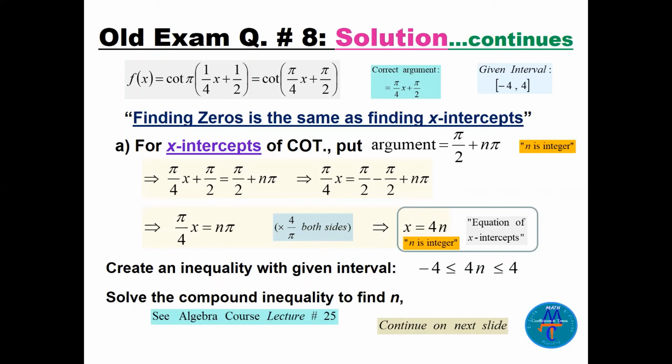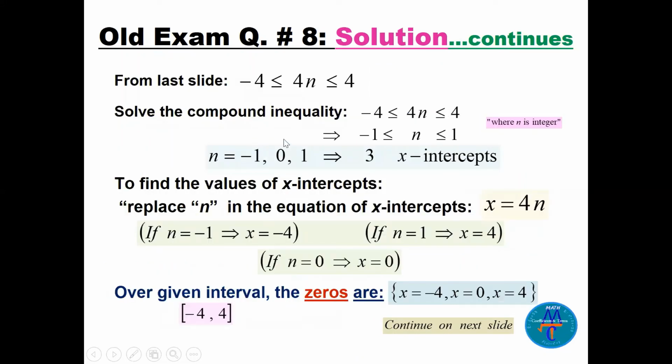Now, what do we need? We need the x-intercept between minus 4 to 4. So I put all this equation here between minus 4 to 4 closed. That's the given interval. And let's solve this compound inequality using algebra course, lecture number 25, if you want to review it. Now divide by 4, we get minus 1 less than or equal to n less than or equal to 1. So what are the numbers here? Minus 1, 0, and 1. These are the values of the n integers between minus 1 closed and 1 closed.